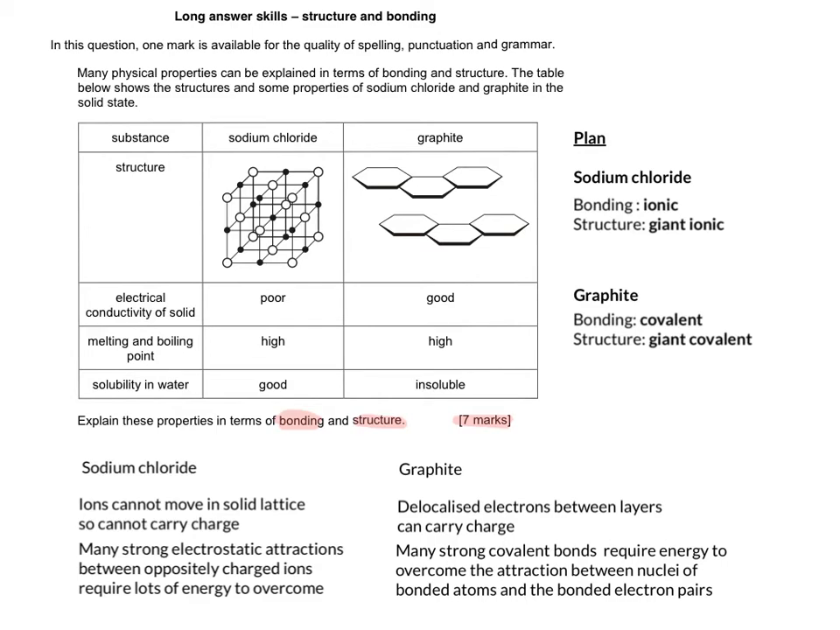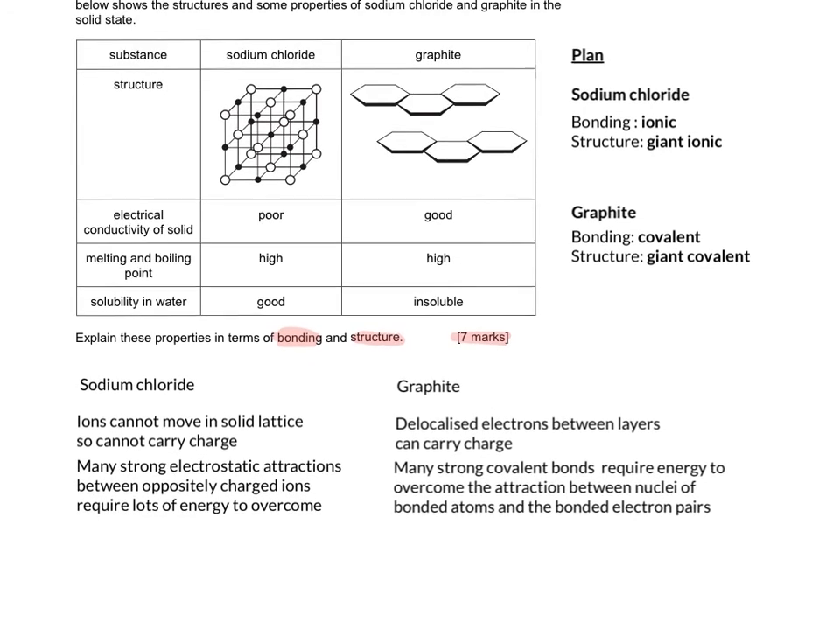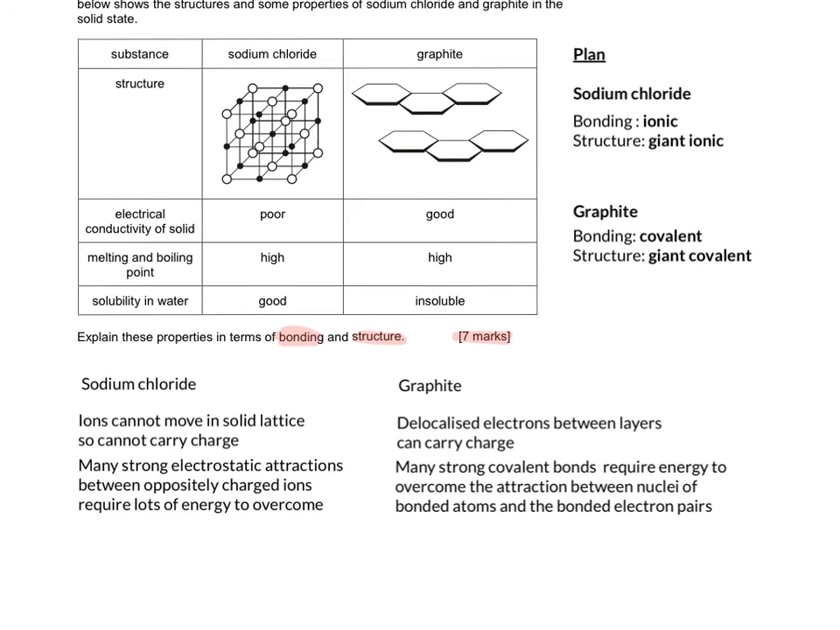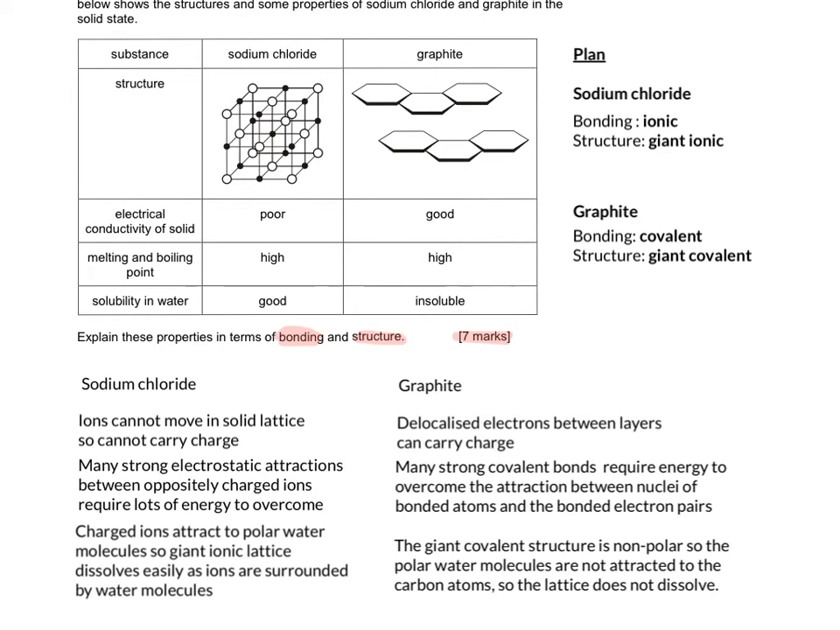Moving the page down a little bit to make more room, we can finally say something about solubility in water. This time you can say the giant covalent structure is nonpolar, so the polar water molecules are not attracted to the carbon atoms, so the lattice doesn't dissolve. What I've done is plan out what I was going to talk about and tried to think about how to mention bonding and structure as much as possible. I then took each of the individual properties in turn and tried to explain what the table was telling me, by referring to bonding and structure.